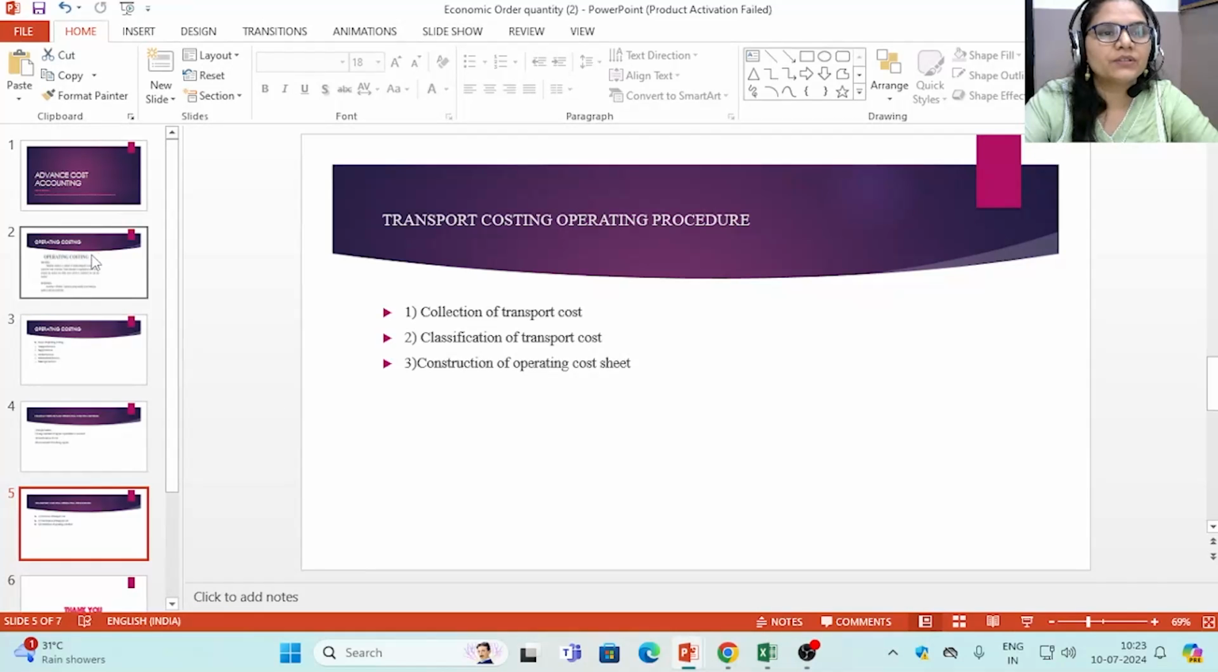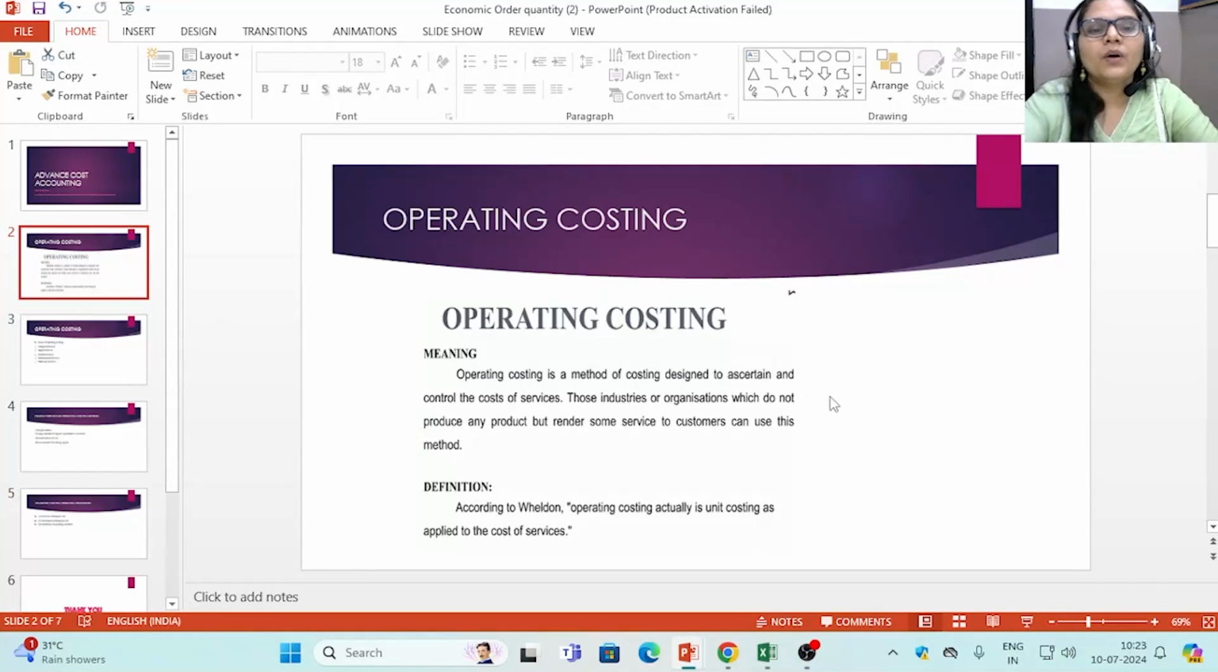What is operating costing? Operating costing is a method of costing designed to ascertain and control the cost of services. Those industries or organizations which do not produce any product but render some service to customers can use this method. According to Weldon, operating costing actually is unit costing as applied to the cost of services.